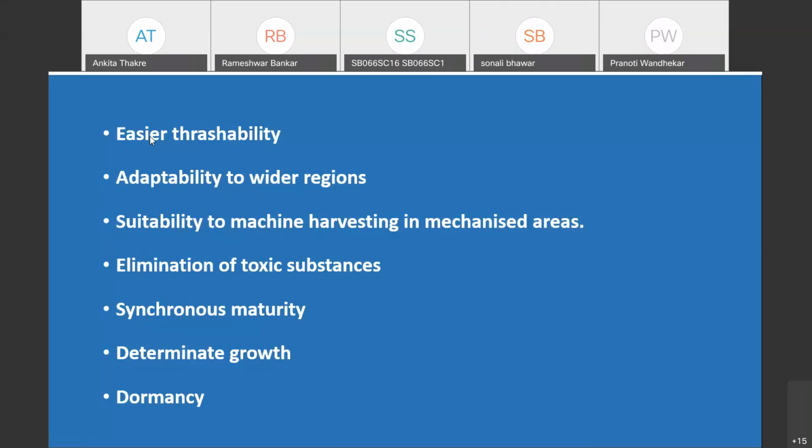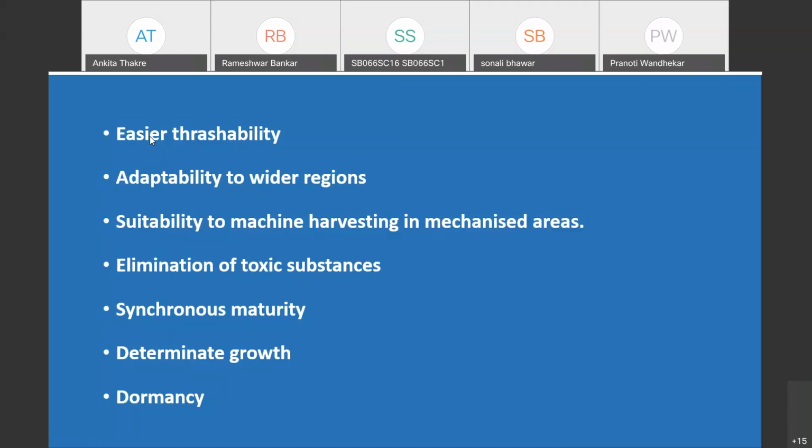It is used to develop the variety which is adaptable, which can be cultivated in different climatic conditions. Okay, that is another important aim and objective of plant breeding: adaptability to the wider regions, adaptability to the wider environmental conditions. Then in mechanized areas, suitability to the machine harvesting.